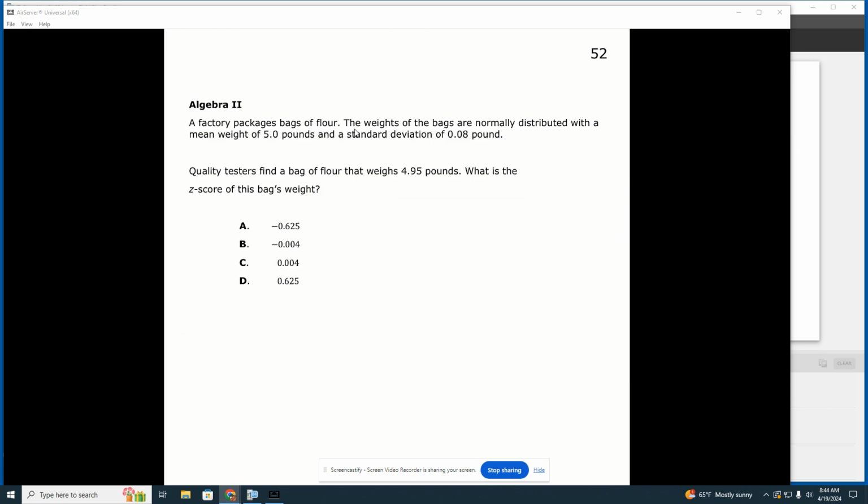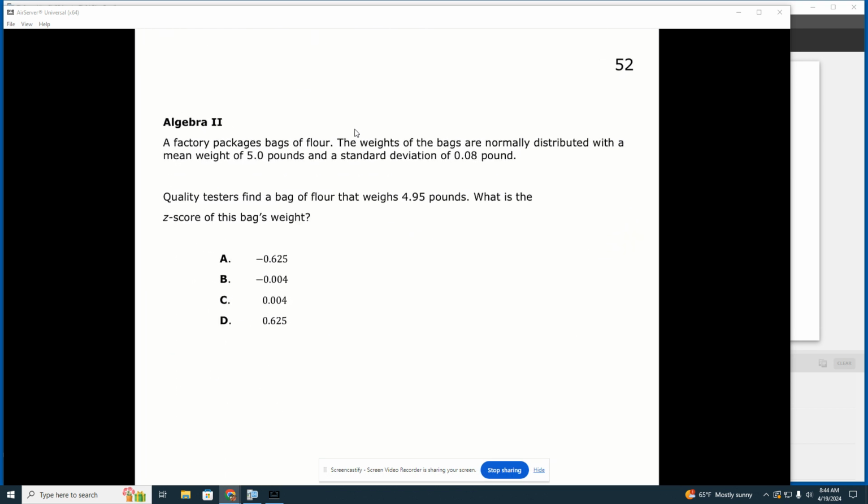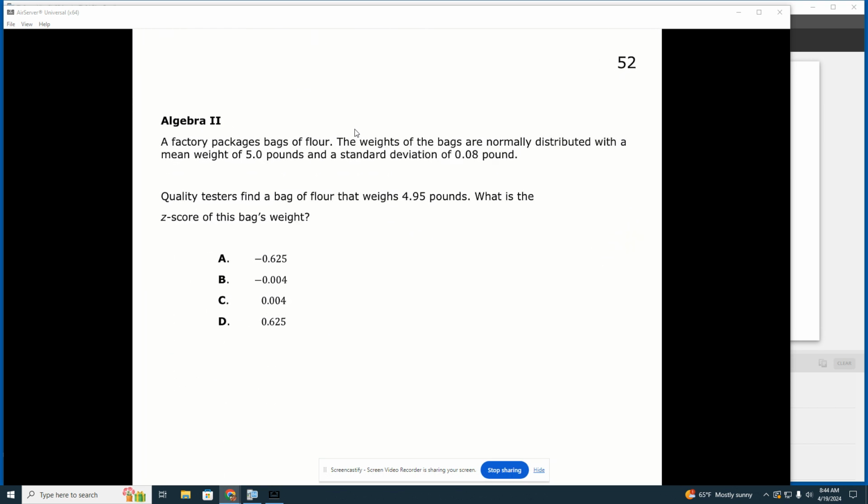All right, let's move along. This is number 52. It says a factory packages bags of flour. The weights of the bags are normally distributed with a mean weight of 5 pounds and a standard deviation of 0.08. Now, don't forget that normal distribution is on your reference sheet. Now, let's see what this question says. Quality testers find a bag of flour that weighs 4.95 pounds. What is the Z score of this bag's weight?